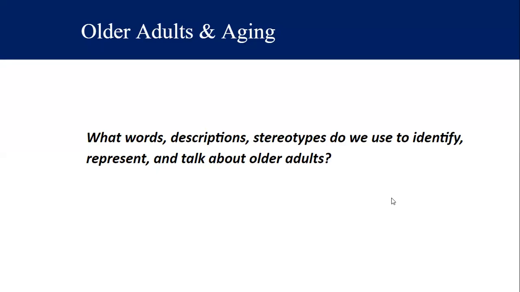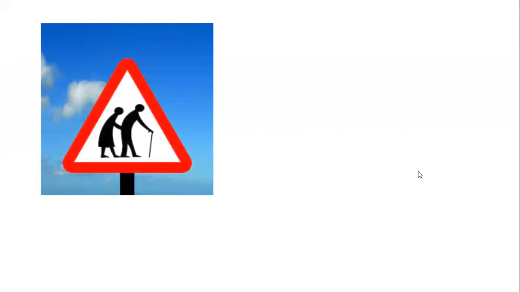So when we talk about older adults and aging, what words do we use? Is it in a positive light? How do we describe older adults or aging? What are the stereotypes that we use to identify or represent or talk about older adults? So, for example, a sign here that's representing older adults. And as you can see, people are very hunched over, using a cane, she's holding on to him. Often this can be a way that we represent older adults, definitely hunched over, etc.